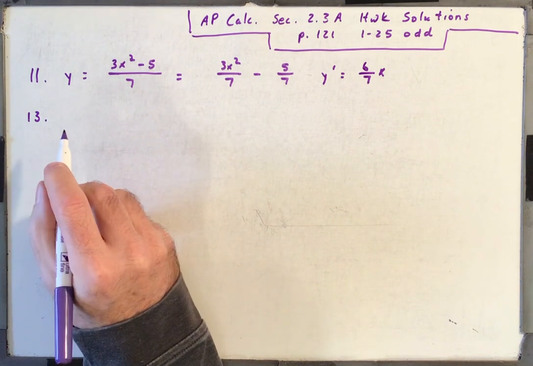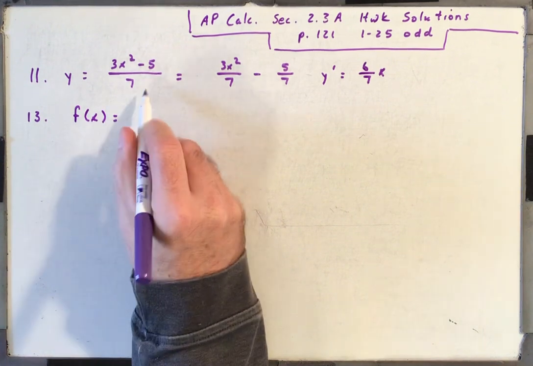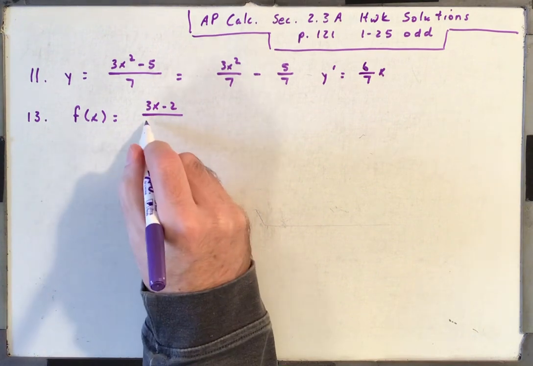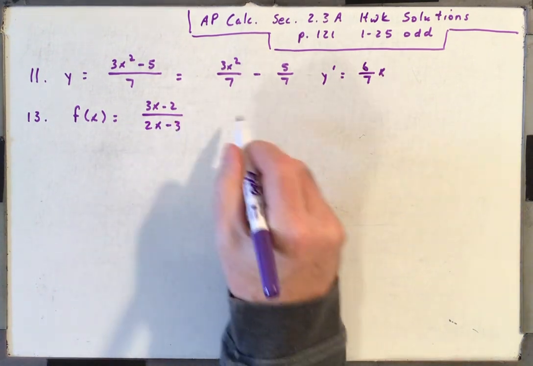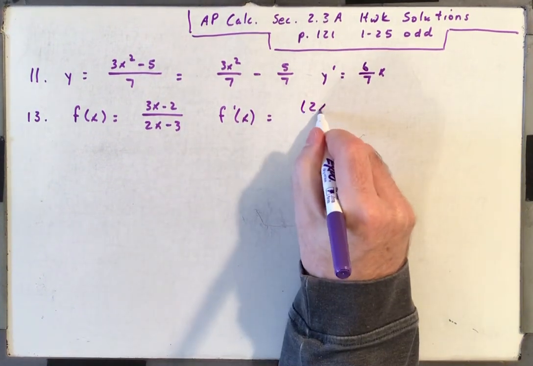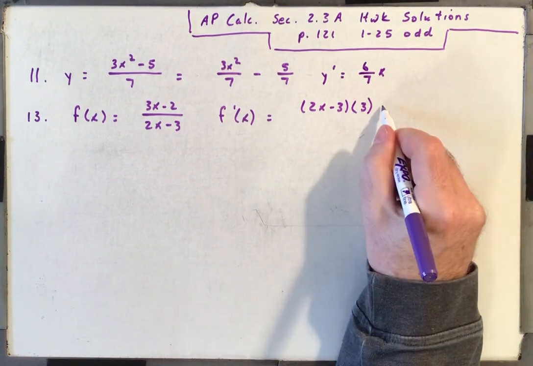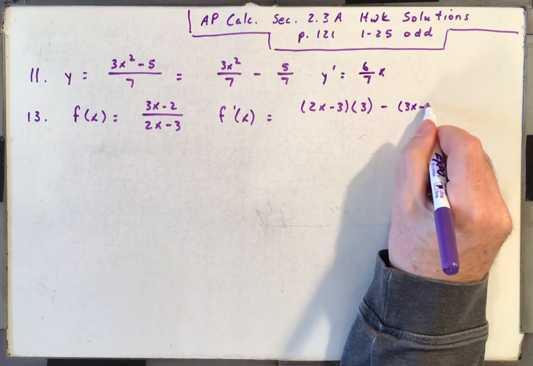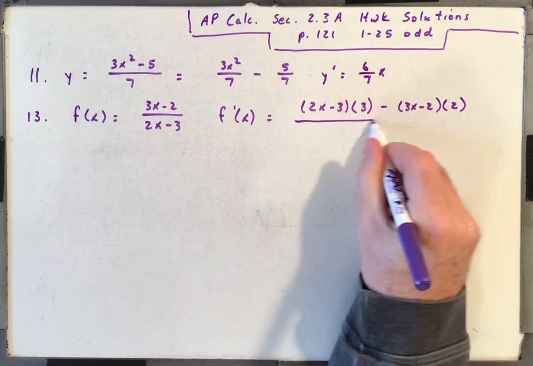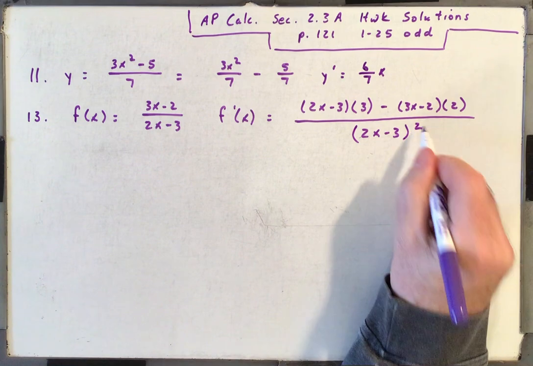13. Okay, we've got f of x is equal to 3x minus 2 over 2x minus 3. So classic quotient rule. F prime of x is going to be the bottom, 2x minus 3 times the derivative of the top, which is 3, minus the top, 3x minus 2 times the derivative of the bottom, that's 2, all over 2x minus 3 all squared.